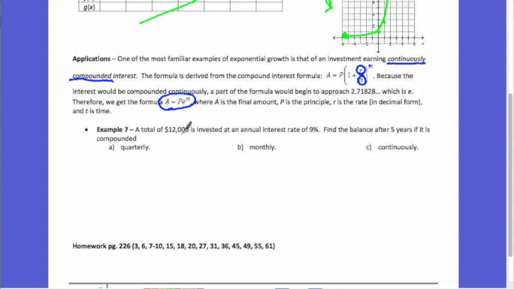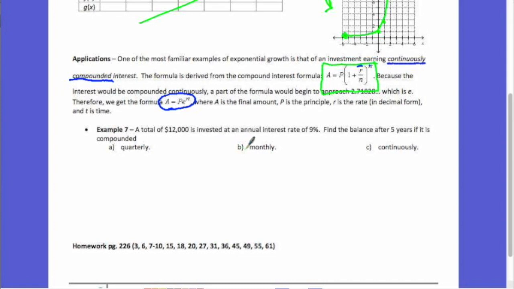So we have a total of $12,000 invested at an annual interest rate of 9%. Find the balance after 5 years if it is compounded quarterly, then monthly, and continuously. So if it's being compounded quarterly or monthly, if I can count the number of times that it is compounded during the year, I use this formula up here. If I cannot count the number of times it's being compounded per year, that's because it's continuously compounded, and that's where I'm going to use the PERT formula here.